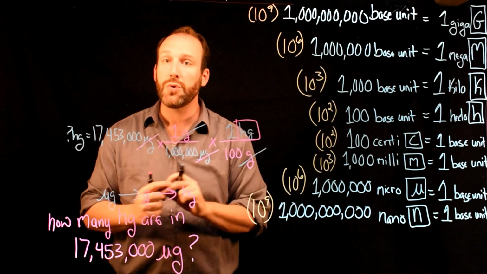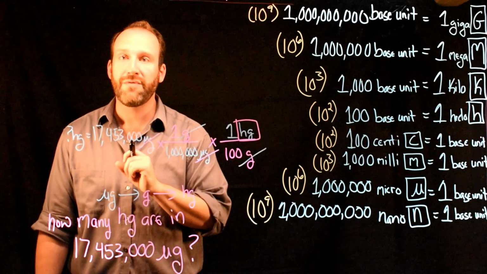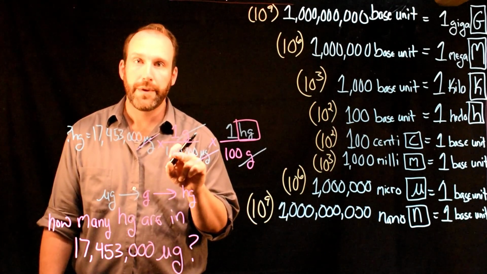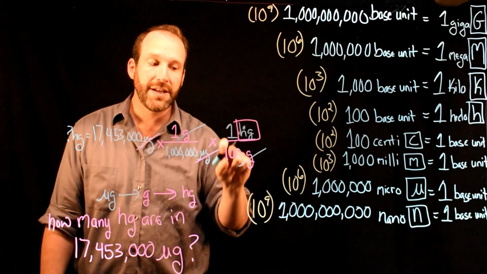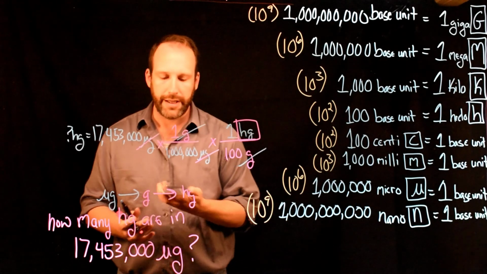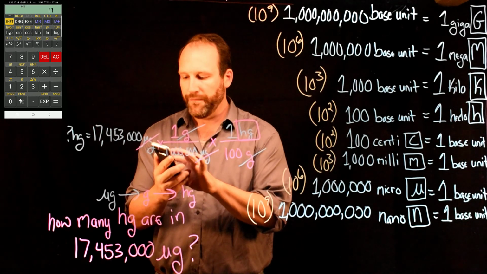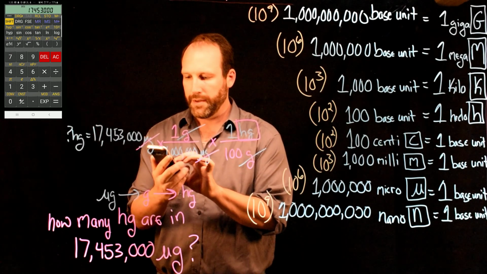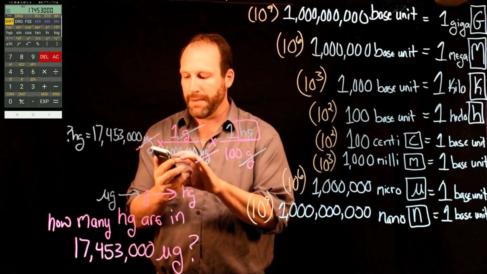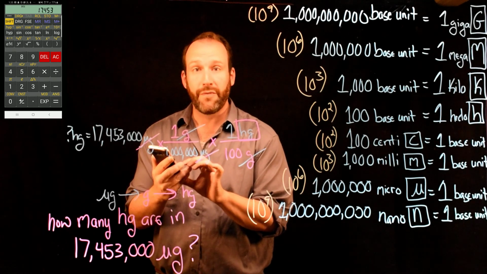The only thing I need to do is do the math. So what I'm going to do is take this 17,453,000, multiply it by 1, divide it by a million, and then multiply it by 1 and divide it by 100. Maybe you can do this math in your head, but let's try it on our calculator. All right, so I brought up our calculator here. Let's take our 17,453,000, multiply it by 1. Of course, we still get the same number. We can then divide it by 1 million. That gives us 17.453.